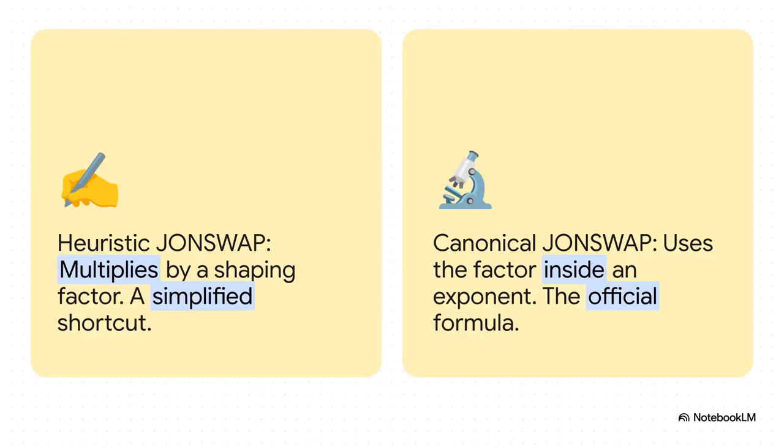So what's the actual difference? Well, the simplified model takes the formula and multiplies it by a shaping factor. The official, or what scientists call the canonical model, actually sticks that factor inside an exponent. Now I know, it sounds like a tiny, nerdy mathematical detail, but if you're a scientist trying to precisely match real-world data, that subtlety is everything. It's a great reminder that in the world of simulation, the details matter a lot.